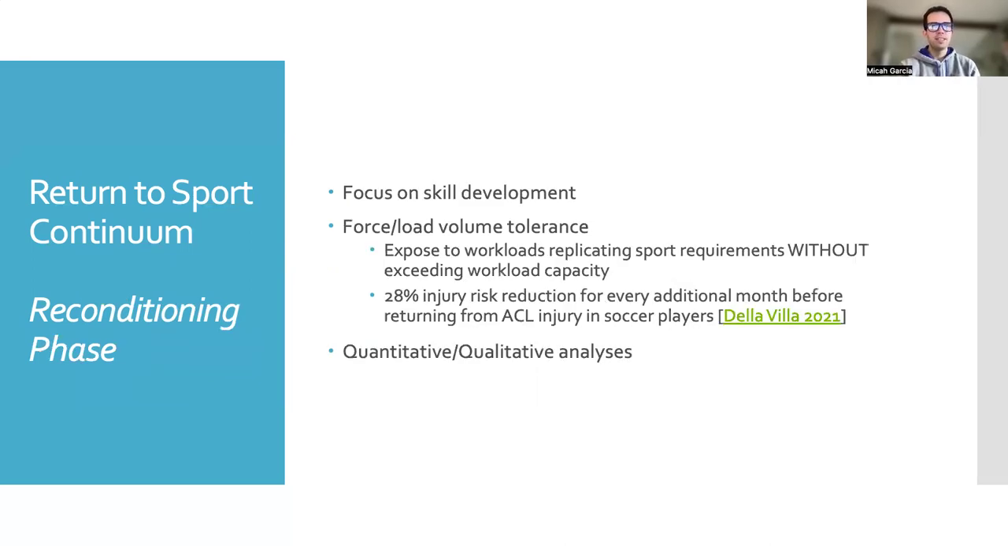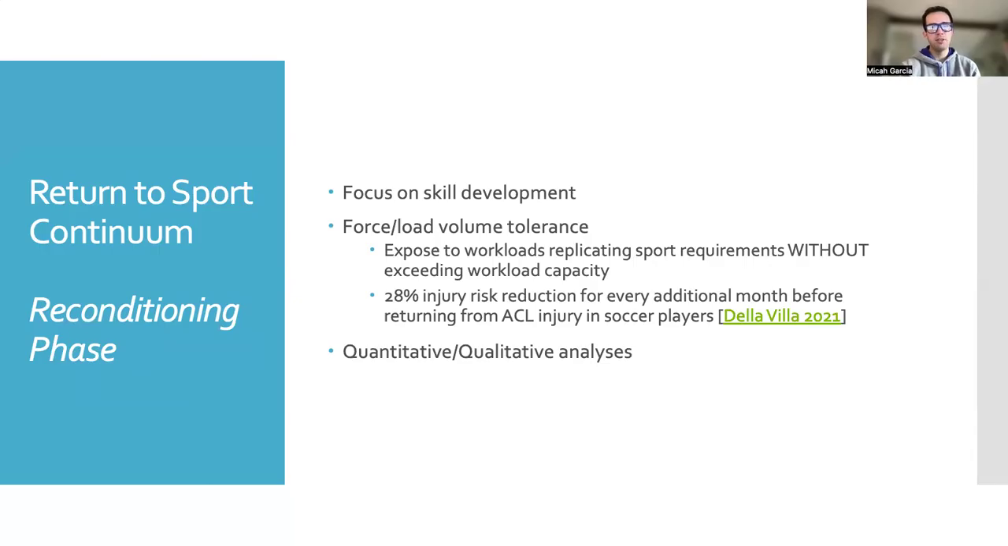For the reconditioning phase, this is where you're focusing on skill development. So you want to make sure that you're building up the tolerance to both the force and the loads that the tissue will experience. And so the goal is to expose workloads that replicate the sport requirements, but you're still remaining below the capacity of that tissue.